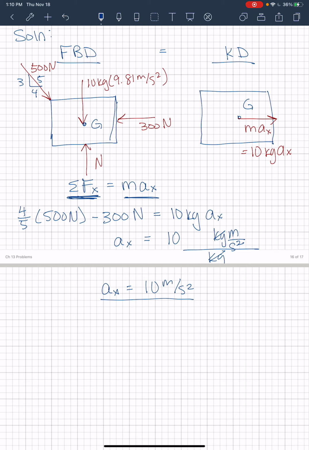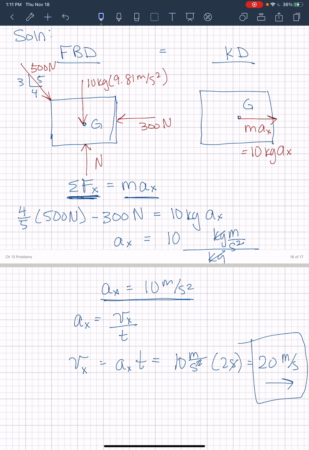So that's getting us towards our answer, and they asked us for the velocity. So a sub x equals v sub x over t. So the velocity equals the acceleration times time, and we know it starts at 0. And so this will be 10 meters per second squared times 2 seconds. So that gives us 20 meters per second. Those cancel out to the right. So now we found the velocity.